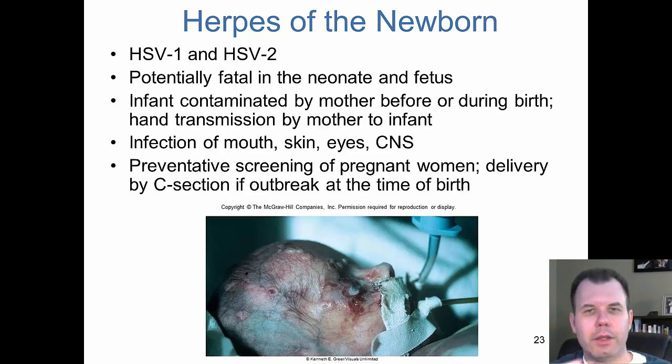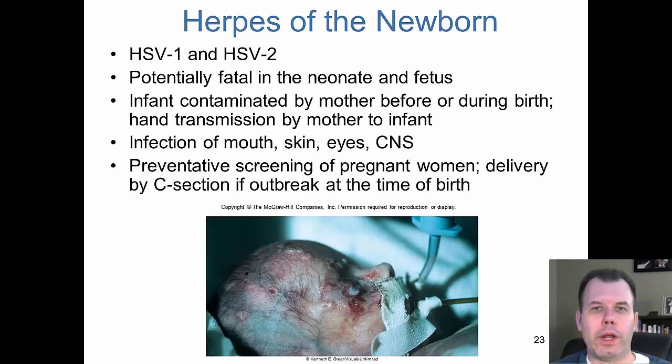If they do have the infection, they touch the cold sore, they can transfer it this way, or by kissing the baby. Infection in the mouth, skin, or eyes can get into the central nervous system, where you have these severe infections and can cause, I think it was meningitis and swelling of the brain. And again, preventative screening for pregnant women, and always telling your doctor that you do have it.